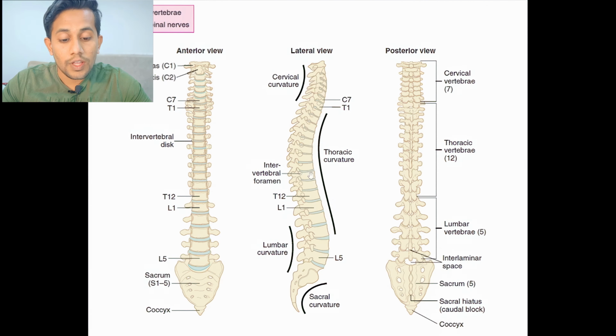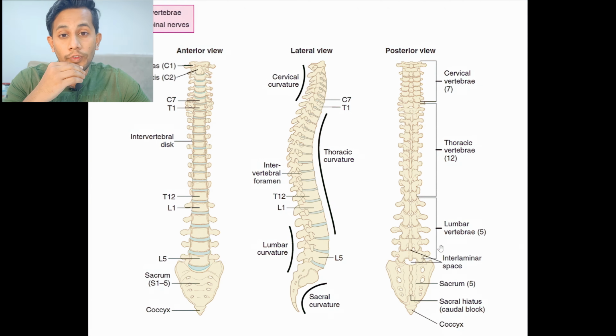And if you take a look at the posterior view, there is not that much space between the cervical vertebrae, but if you go down to lumbar, you will see that there are interlaminar spaces. This is important because why?